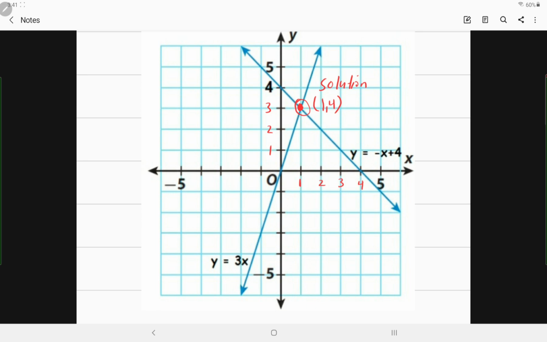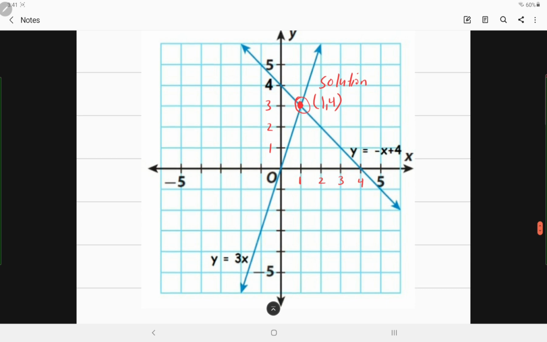Last but not least, let's go down to the last one that I worked out for you, number 9. Number 9, kind of the same idea. This time it did graph both lines for you. You see on the left, y equals 3x. On the right, y equals negative x plus 4. And it's asking the same exact thing. What would the solution set be? In other words, where would both lines intersect or meet or touch each other? And that's here at this ordered pair that I identified in red with the circle.